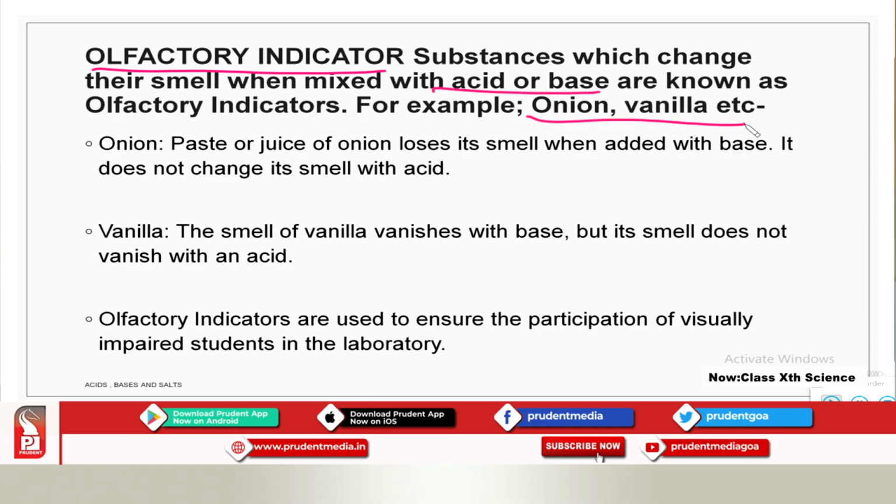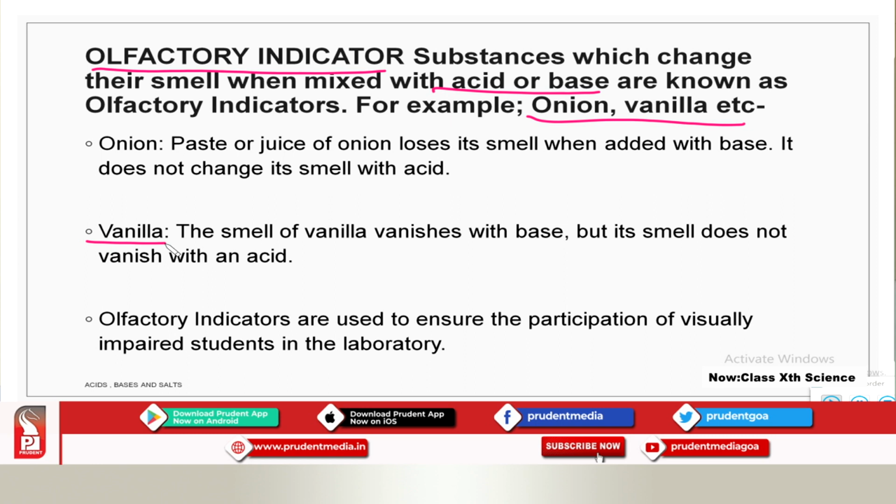So onion, what you have to do, you make a paste or juice of onion and it will lose its smell when it is added with base. Whereas in case of acidic substance, it is not going to change its smell. In case of vanilla, the smell of vanilla vanishes with base. That means you are not going to get any peculiar smell, but its smell does not vanish with an acid.